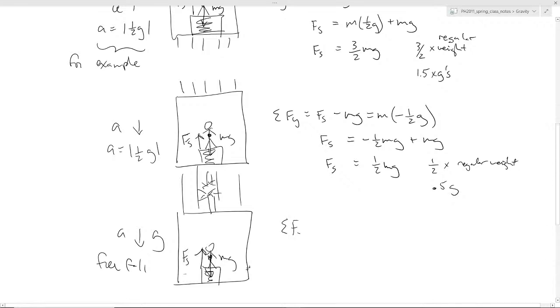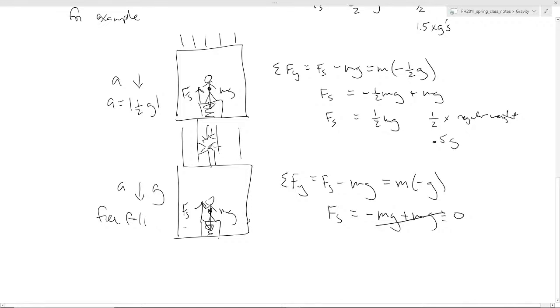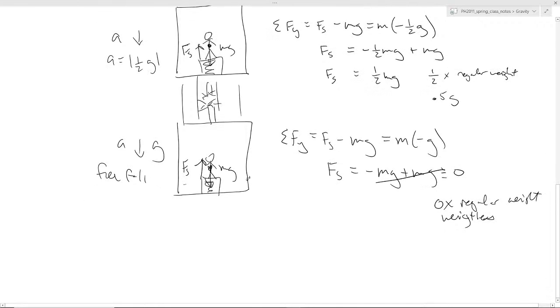We go to sum the forces in the y direction. Force on the scale minus the force of gravity is going to equal m times minus g. The acceleration, the same size as gravity and pointing down. Now in that situation, when we go to solve for the force on the scale, you're going to have negative mg plus mg. It's going to equal 0. So in other words, in this situation, you're in free fall. You're 0 times your regular weight. You're weightless. Okay? Except I spelled weightless wrong.